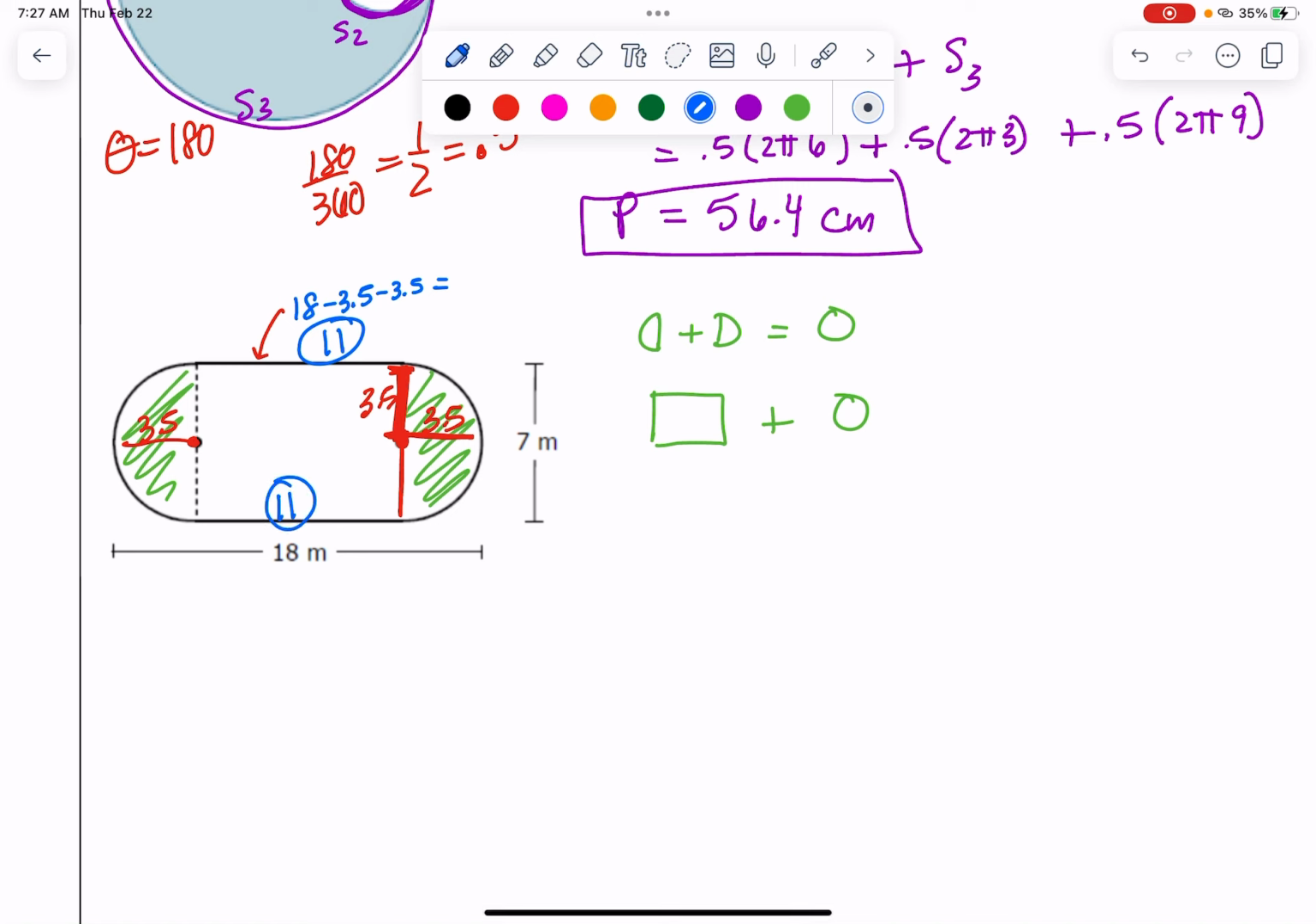That's important because I need to figure out my area and my perimeter. So area is pretty easy. This is base times height plus pi r squared. That's my radius. Base times height of my rectangle, that's 11 times 7 plus pi 3.5 squared. So the area is 115.5 meters squared.